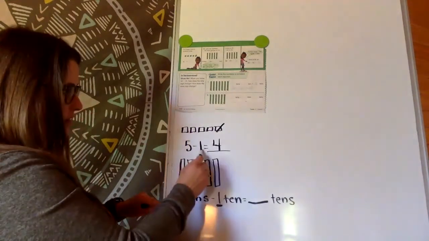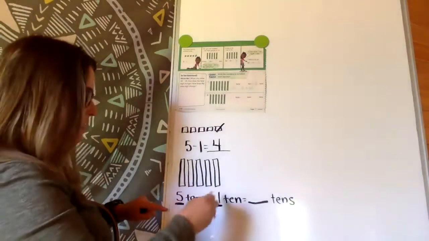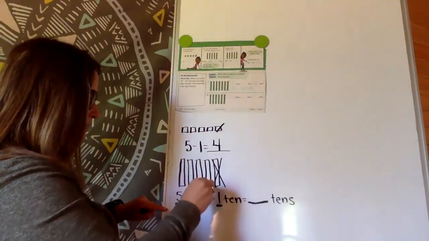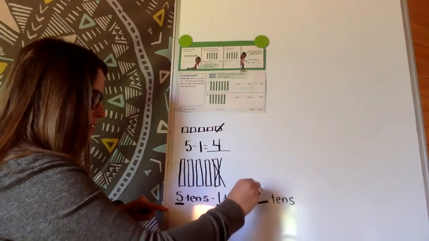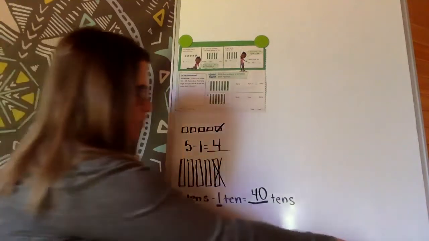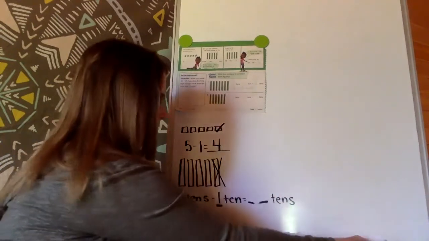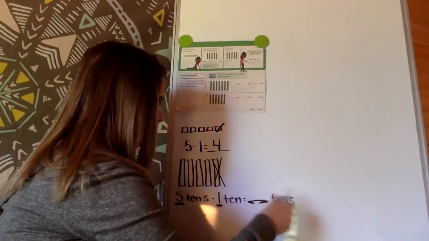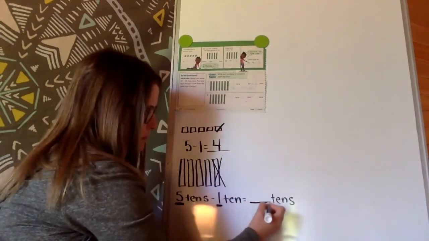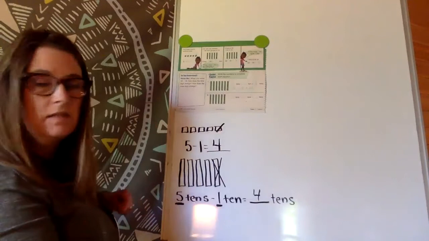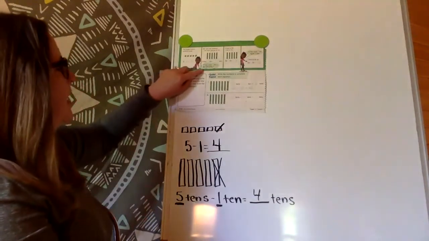take away, that looks just like 5 take away 1, except for now it's 10s instead of 1s. So I take one of my 10s away, and it leaves me 1, 2, 3, 4 10s. Okay, 4 10s, oops, not 40, sorry. Well, I'll get it right in a second. Leaves me 4 10s, which is the same as 40, okay?